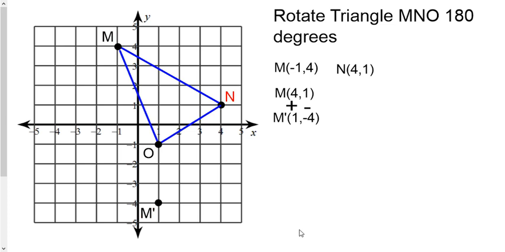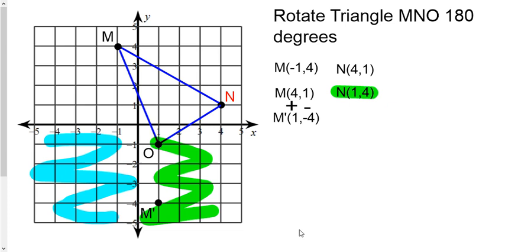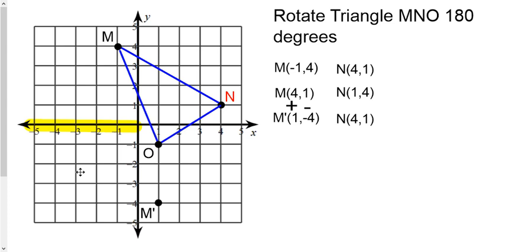What are my coordinates? 4, 1. 90-degree rotation, so we flip-flop them. Another 90-degree rotation to make it 180, flip-flop them again. I need my signs from this quadrant. X's are negative. My y's are negative. So it'd be -4, -1. Go graph N prime. And really I should be having this as N prime here. It's an oversight.